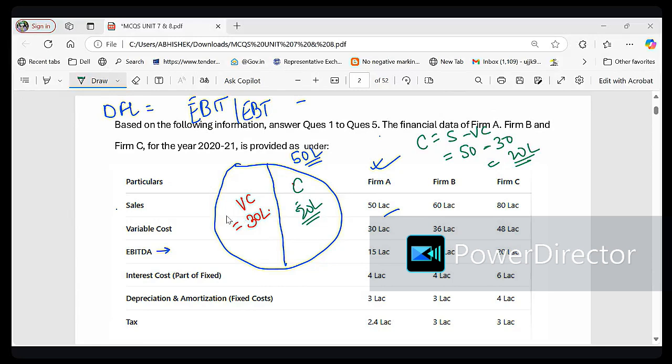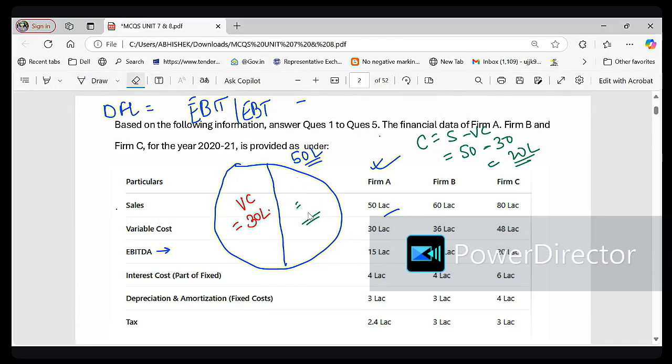Now, this is the first step. We have to calculate the variable cost and then the contribution. So obviously it will go down, because more cost means less margin. If the cost is more, it means less margin. Now, after that, we have calculated the contribution, which is 20 lakh.